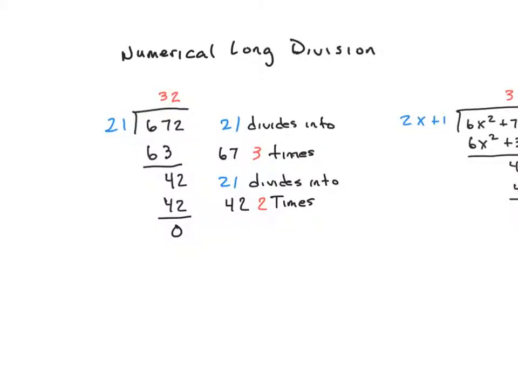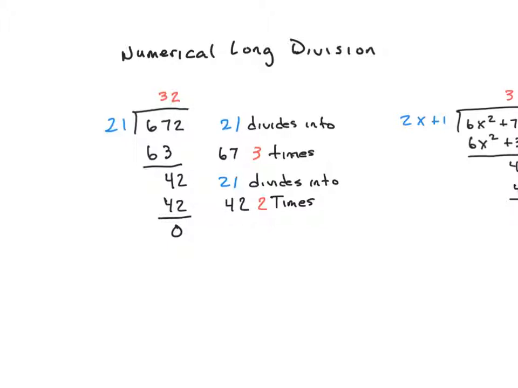When we learned how to do numerical long division, this was a long time ago, possibly third grade, second grade. We talk about dividing a smaller number into a larger number. And what we do here is, if you look at this example, we are dividing 21 into 672. And we start by doing division. We divide 21 into 67, and it divides into 67 three times.